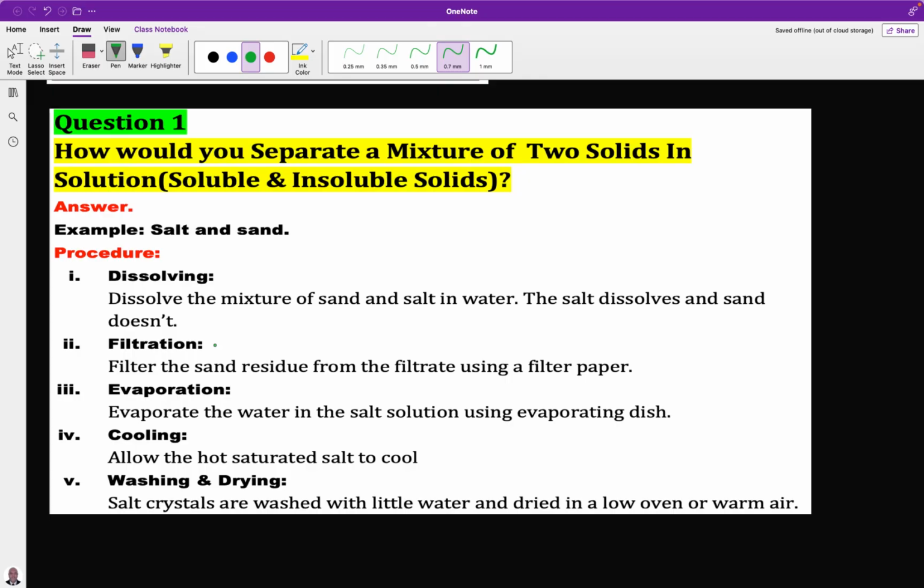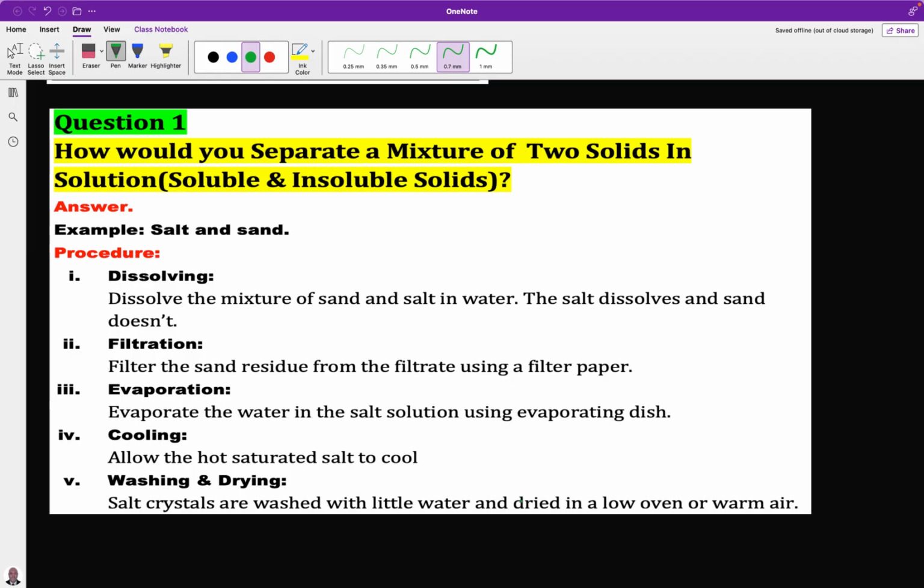Step 1, filtration. Filter the sand residue from the filtrate using the filter paper. After filtering the sand, what happens? The next step is evaporation. Evaporate the water in the salt solution using an evaporating dish. The next step is cooling. Allow the hot saturated salt solution to cool. And the last one will be wash and dry. Salt crystals are washed with a little water and dried in a low oven or warm air.